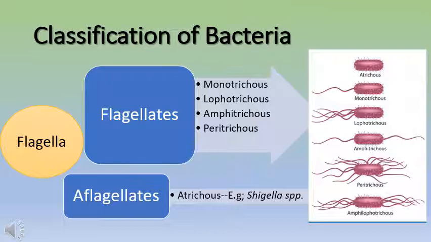Flagellate bacteria are divided into four categories: monotrichous with a single flagellum at one end, lophotrichous with a bunch of flagella at one end, amphitrichous with flagella at both ends of the bacteria, and peritrichous with a lot of flagella present on the whole surface of the bacteria, not only both ends but the whole surface. So this was the classification on the basis of the presence of flagella.